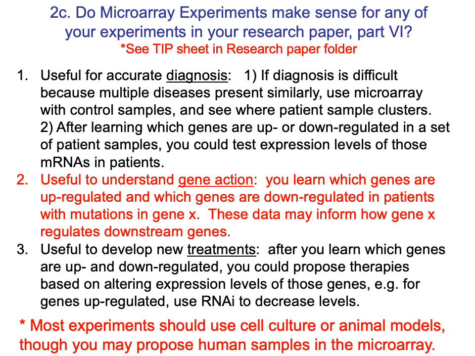If you're doing those kinds of proposal ideas, keep in mind that you want to use cell culture or animal models. You don't want to be proposing anything too dramatic directly in humans, but you can propose using human samples, like tumor samples, in your microarray, right? If you're not sure about how to go about thinking about this, definitely please see the tip sheet in the research paper folder. It will walk you through how to think about microarray experiments. And of course, email if you have questions.